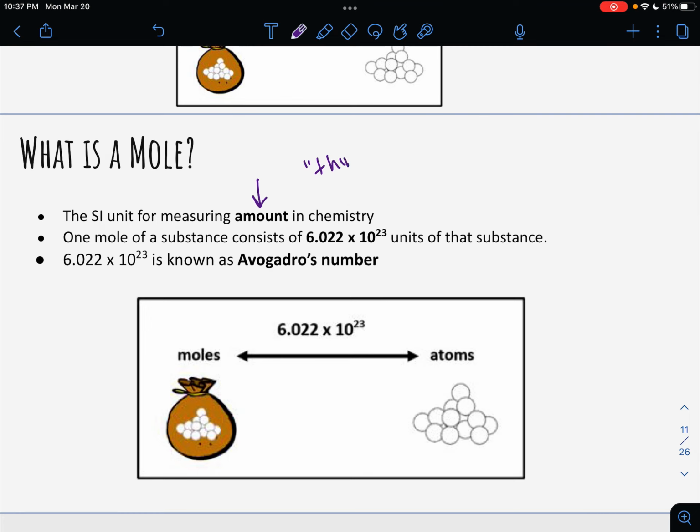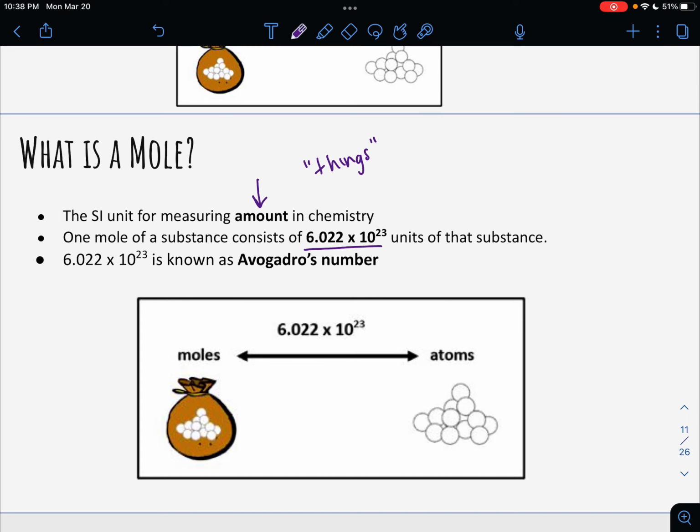The number of things that we have, okay? And then you have this number, the 6.022 times 10 to the 23rd. That's also called Avogadro's number because he's the guy that kind of figured this out, okay? So we name it after him, right? And then we have this little diagram, and it's just showing you that if we want to be able to convert between moles and atoms, we can use this number, Avogadro's number, to help us do that.